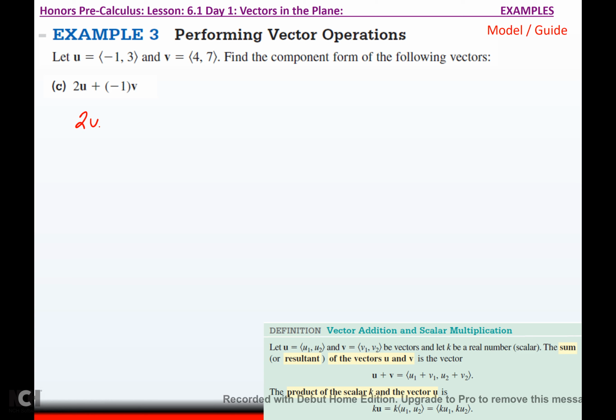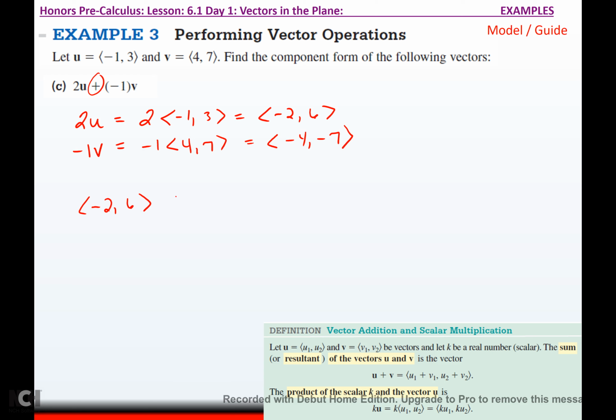Alright, subtraction and multiplication here. So they want us to figure out what 2u is. So that's going to be 2 times negative 1 3, which is negative 2 6. Then they want you to figure out what negative 1v is. That's negative 1 times v, which is negative 4, negative 7. Then they want me to add those. So if I take negative 2 6 plus negative 4, negative 7, I'm going to get negative 2 plus a negative 4, 6 plus a negative 7 gives me negative 6, negative 1.